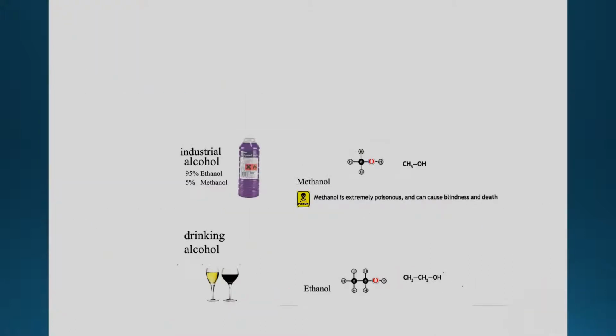Industrial alcohol can be up to 95% pure ethanol, but it also will have 5% methanol, and methanol is extremely toxic. Please know, so industrial alcohol is not drinkable. It's toxic because it contains the methanol content. Drinking alcohol is always done through fermentation.